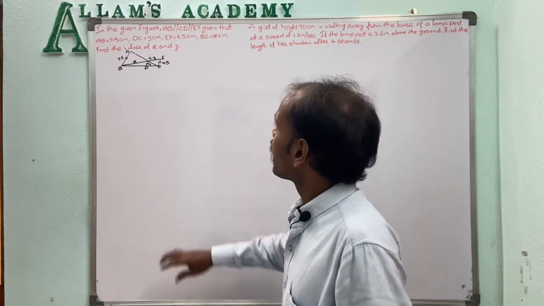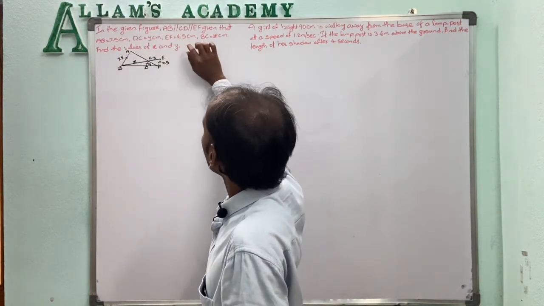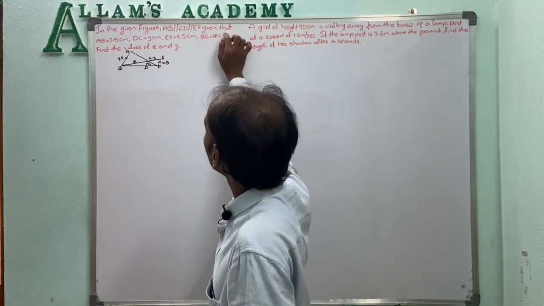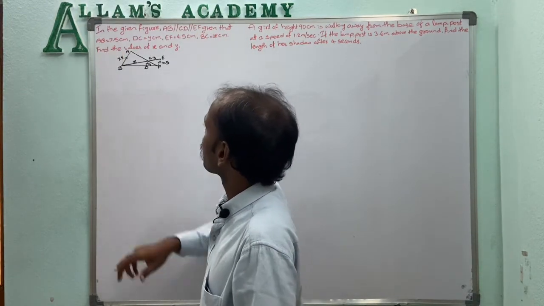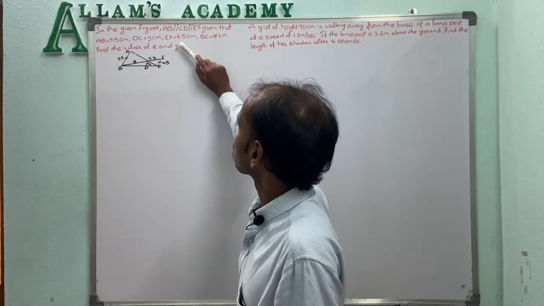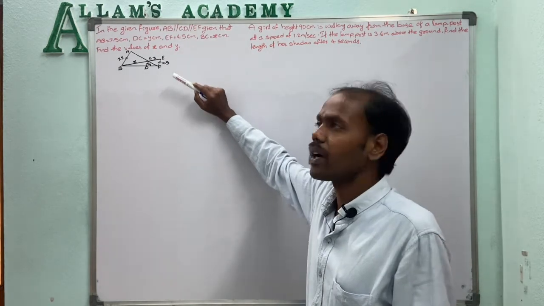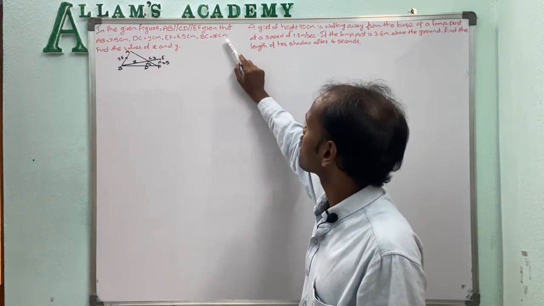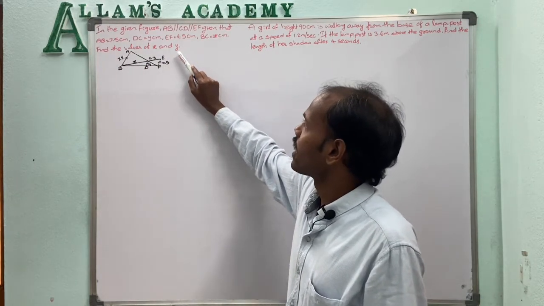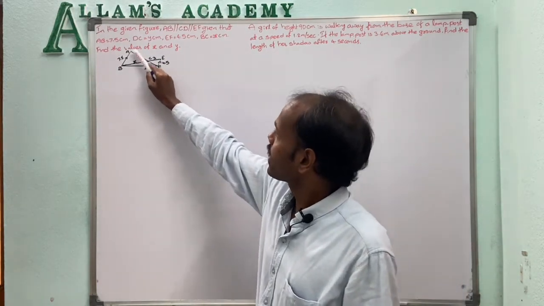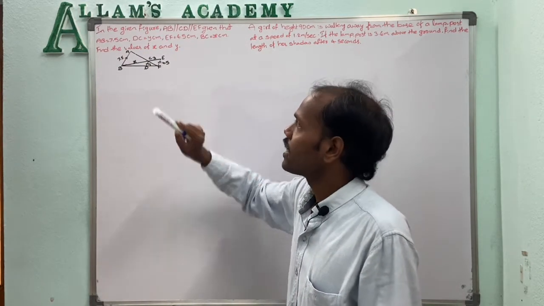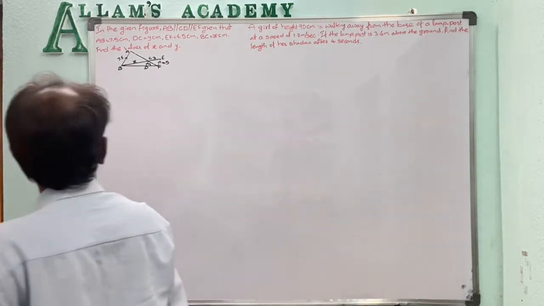In the given figure, AB is parallel to CD, which is parallel to EF. Given that AB equals 7.5 centimeters, DC equals y centimeters, EF equals 4.5 centimeters, and BC equals x, find the values of x and y.